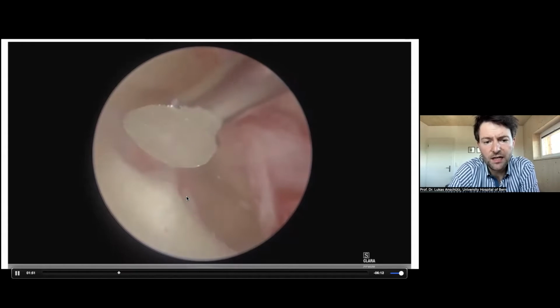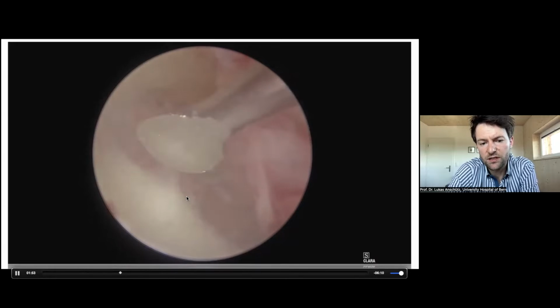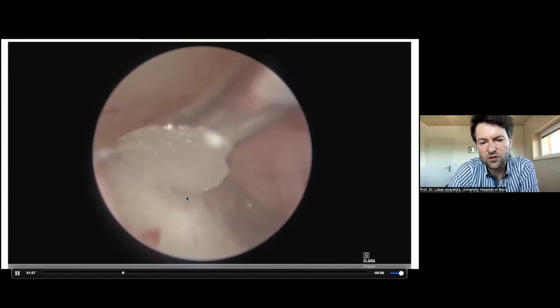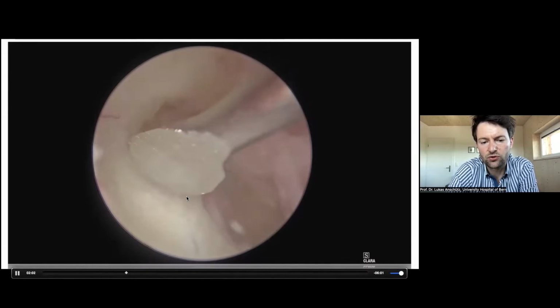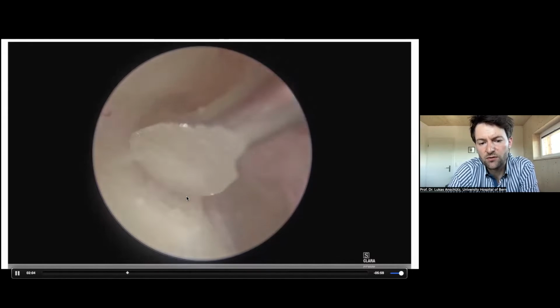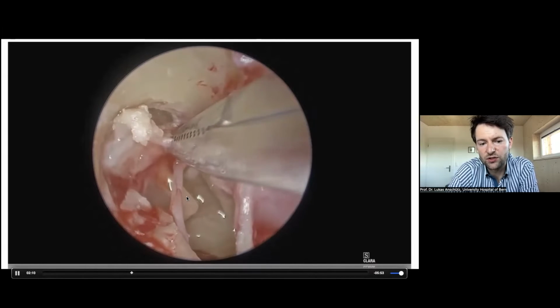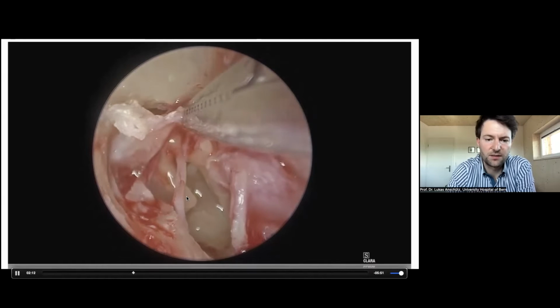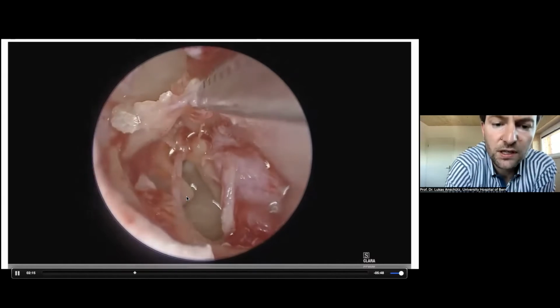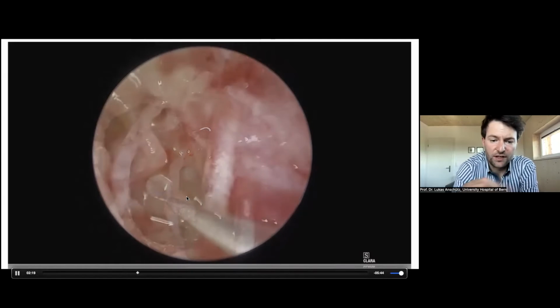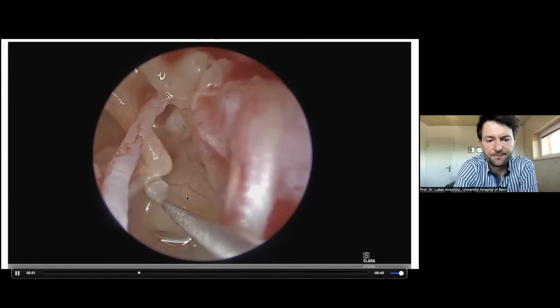You can use a drill, and you can see here what I use is a piezoelectric instrument, a piezo surgery instrument. You can see I work under the water, so I have an excellent view and good control over the bone removal. The piezo has a big advantage that it is not cutting away the soft tissue. So even if I touch the chorda tympani, it would not affect it.